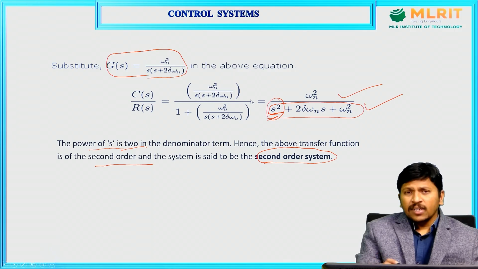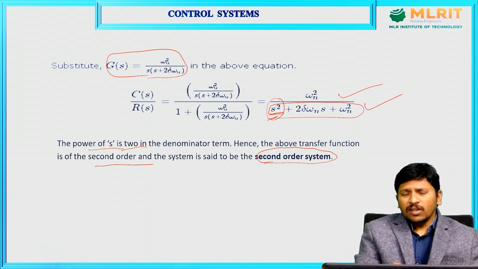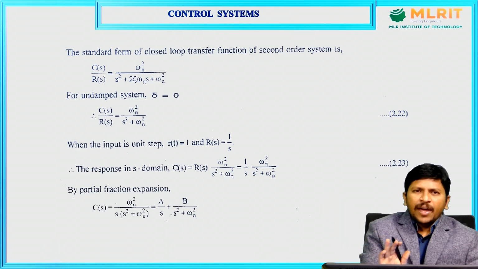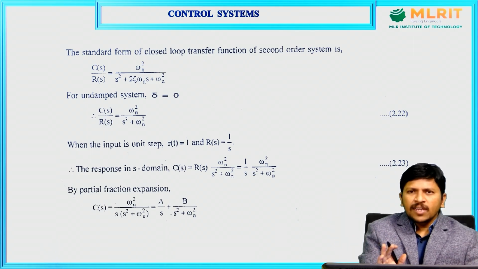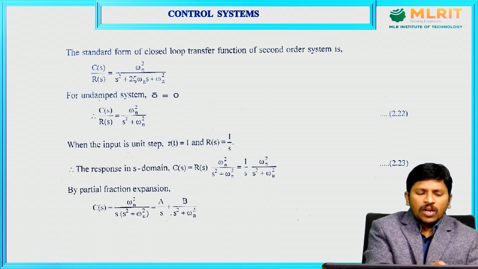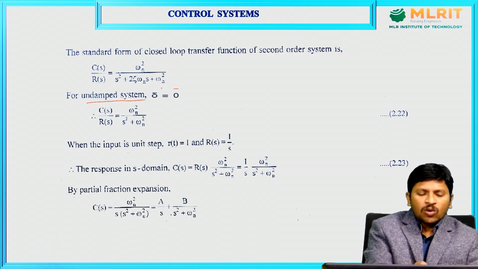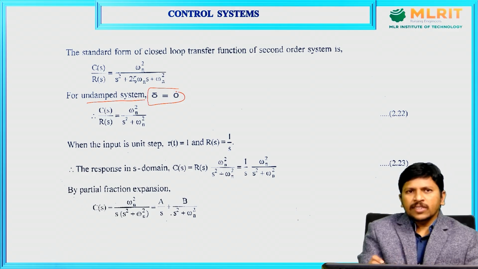Now, in this lecture we are going to consider the unit step input for the undamped system. Based on the damping ratio, different systems are available in control systems. So here we consider only the undamped system. Undamped is nothing but the zeta value equal to 0.